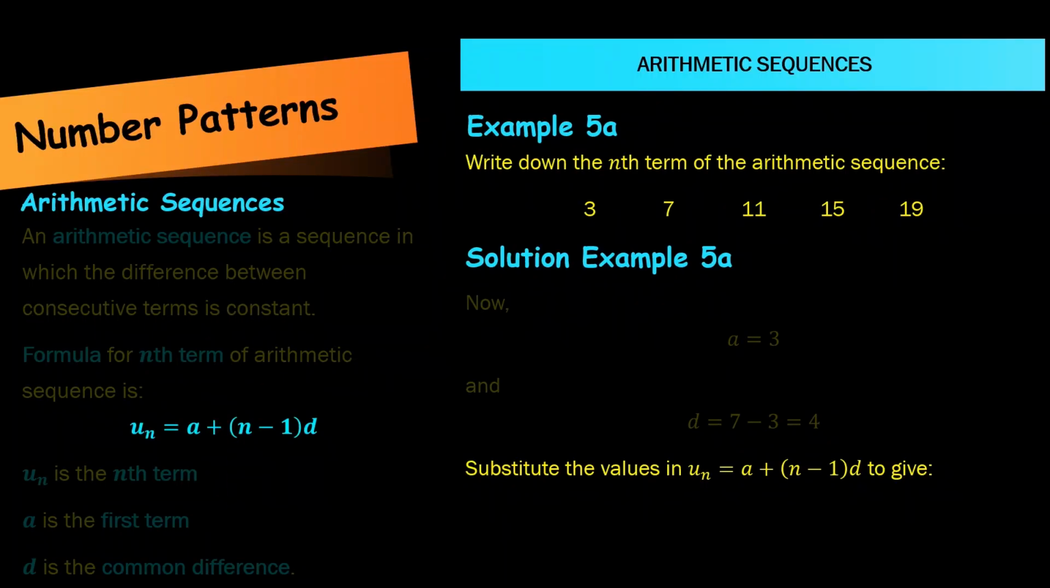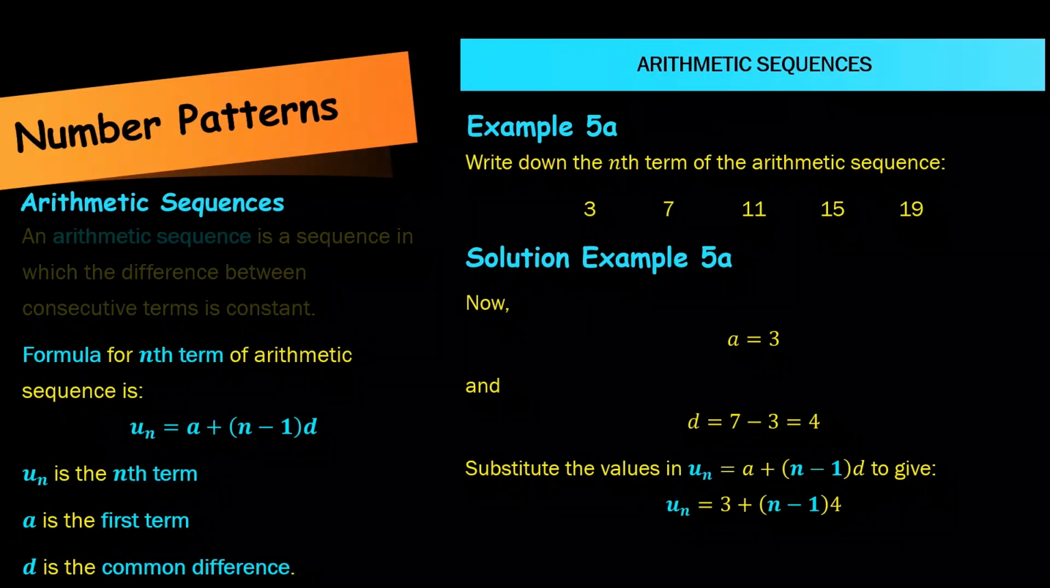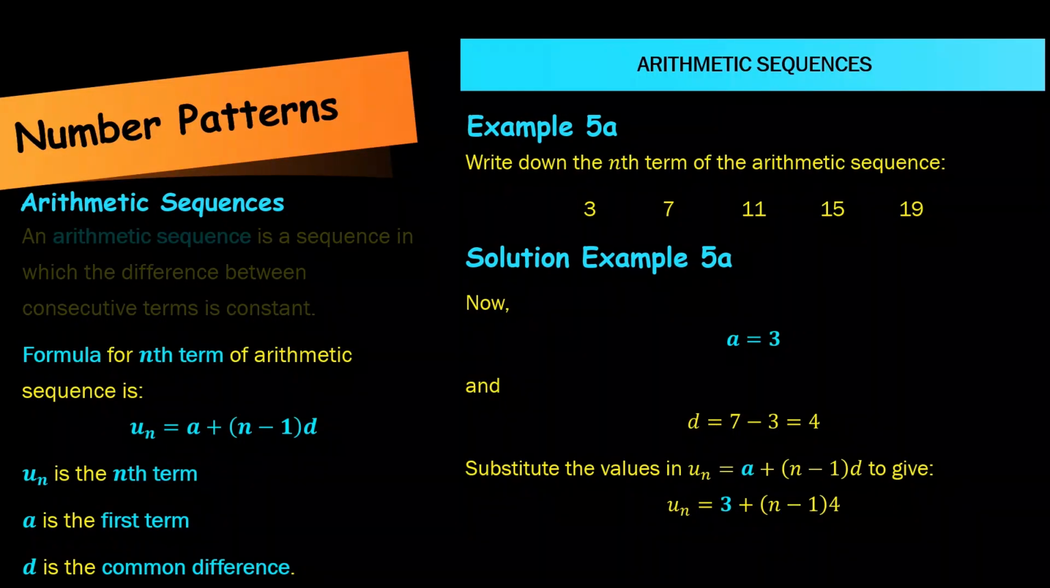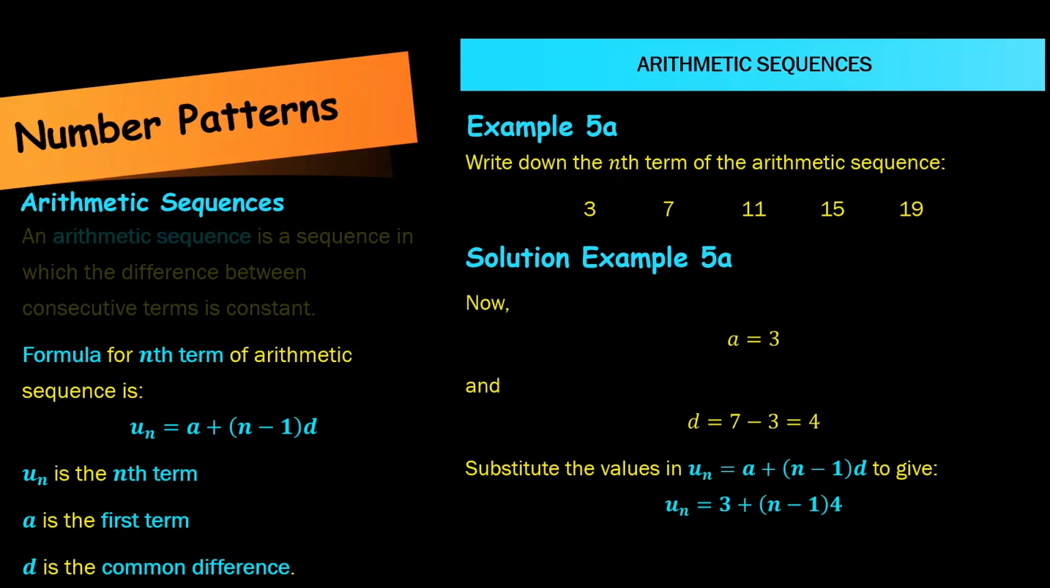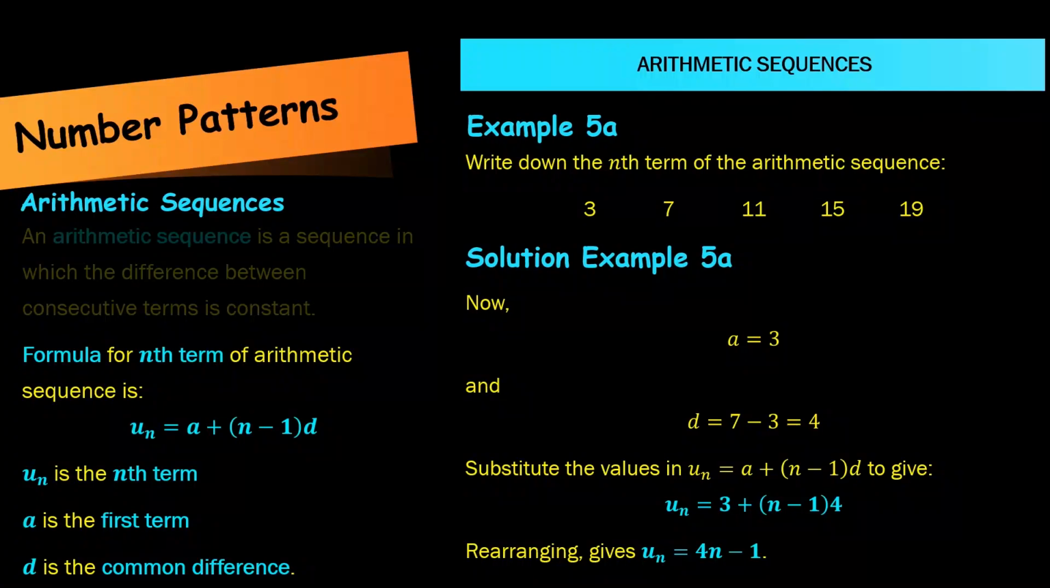And so if we plug in the values of a and d, we obtain u subscript n is equal to 3 plus n minus 1 times 4. And rearranging this equation gives us that u subscript n equals 4n minus 1.